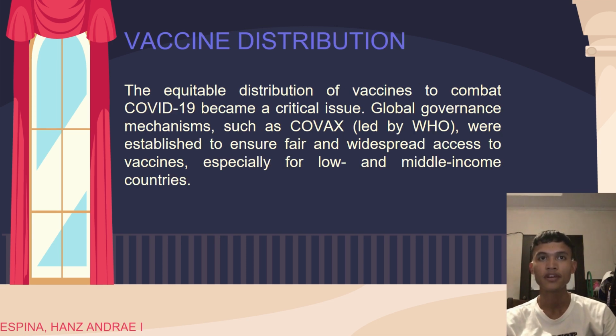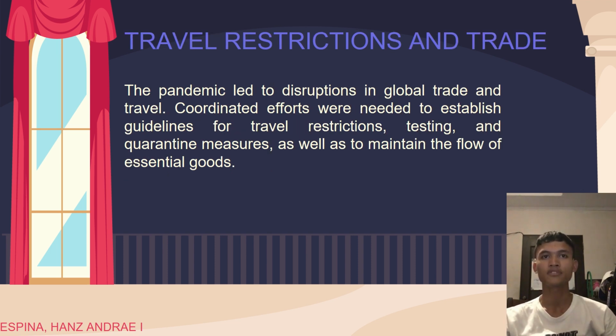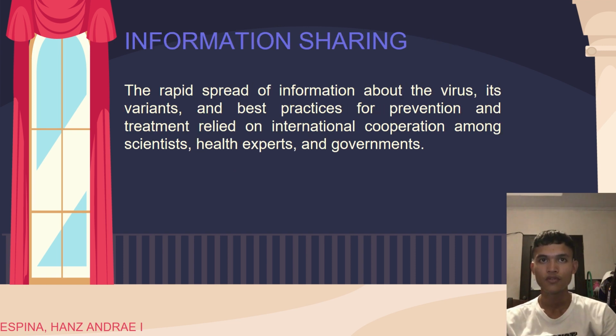Vaccine distribution: the equitable distribution of vaccines to combat COVID-19 was a critical issue. Global governance mechanisms such as COVAX, led by the WHO, were established to ensure fair and widespread access to vaccines, especially for lower and middle-income countries. Travel restrictions and trade: the pandemic led to disruptions in global trade and travel. Coordinated efforts were needed to establish guidelines for travel restrictions, testing, and quarantine measures, as well as to maintain the flow of essential goods.